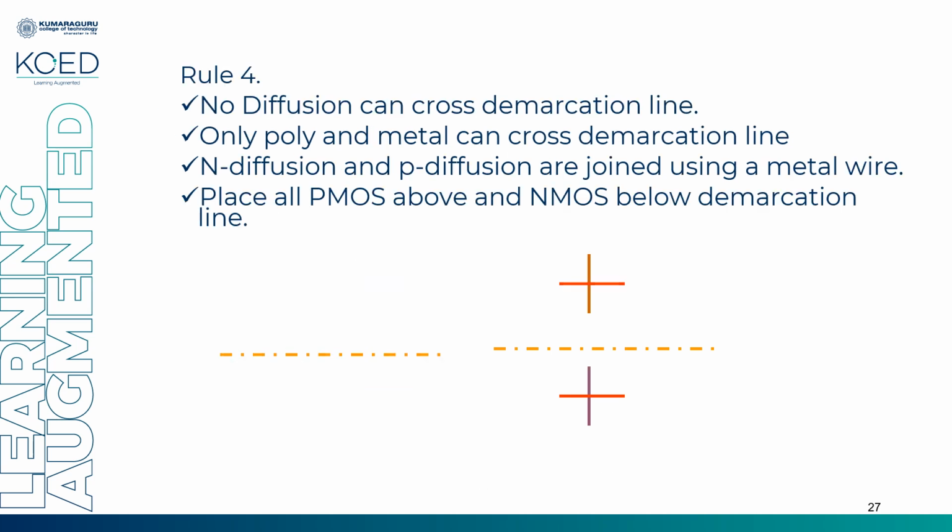And the demarcation line rules. Your diffusion must not cross the demarcation line. Whether N diffusion or P diffusion, it should not cross over the demarcation line. But your metal and your poly can be drawn over the demarcation line.